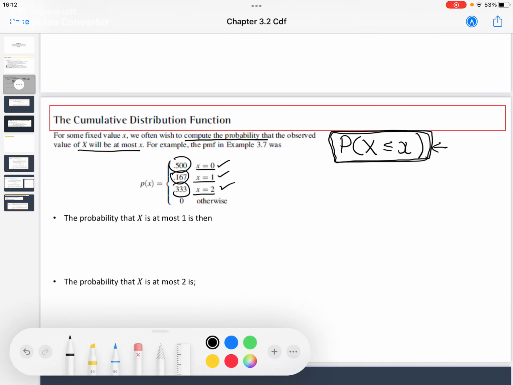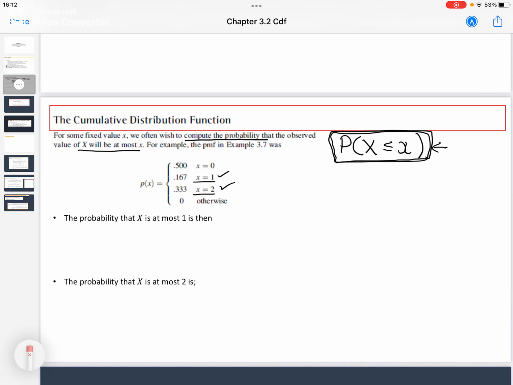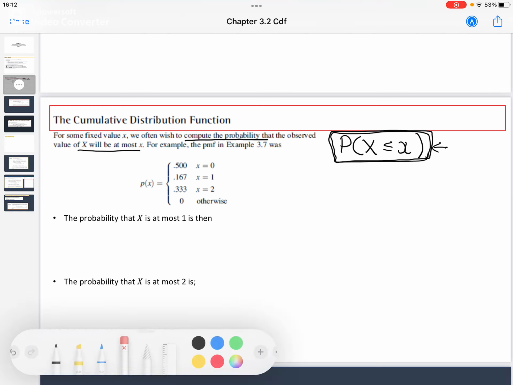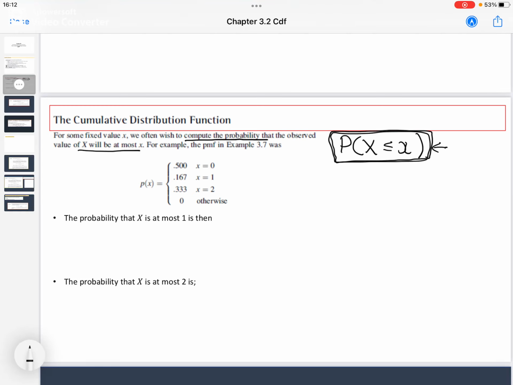And since this is a valid PMF, we know that all probabilities for the possible values of random variable X will be positive. That's the condition: P(x) is greater than or equal to 0 for all x. And if we add up all the probabilities, we see that they add up to a total probability of 1. Now let us say we want to calculate the probability that X is at most 1.